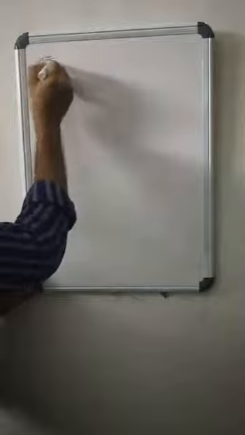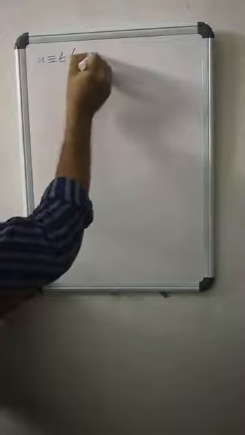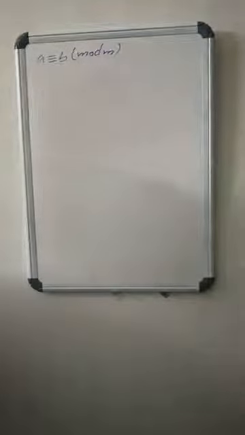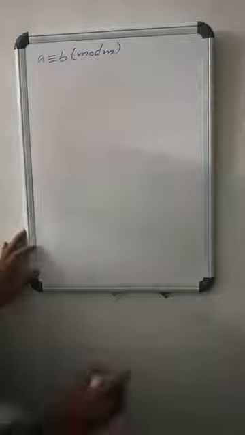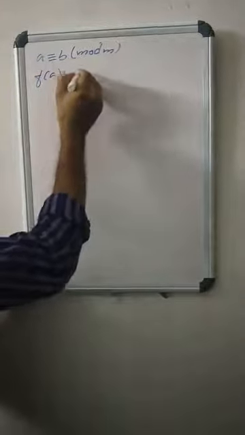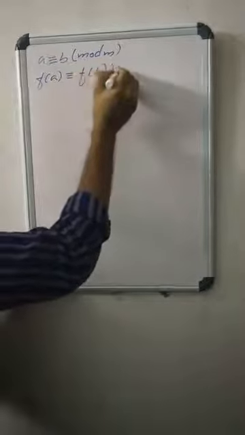Dear students, in last class we discussed that if a is congruent to b mod m, we try to prove that for any polynomial f with integer coefficients, we have to show that f(a) is congruent to f(b) mod m.